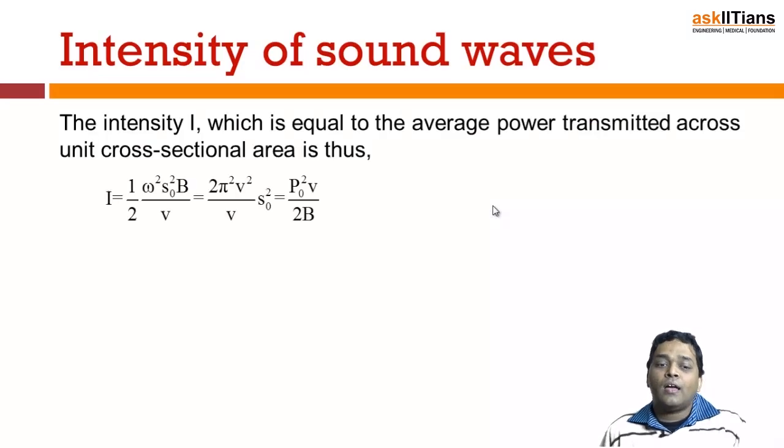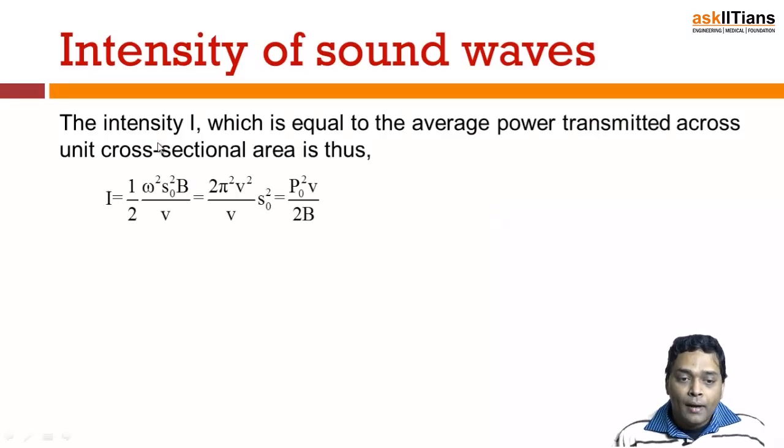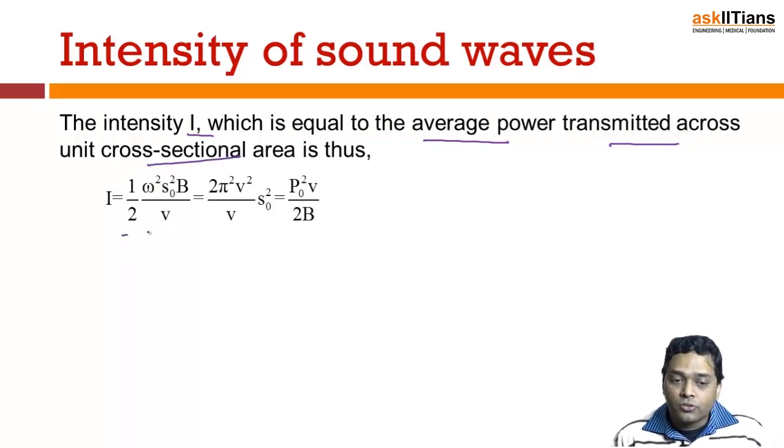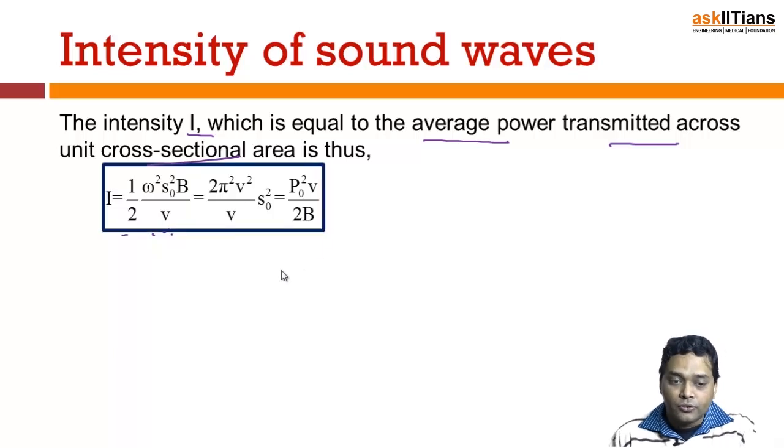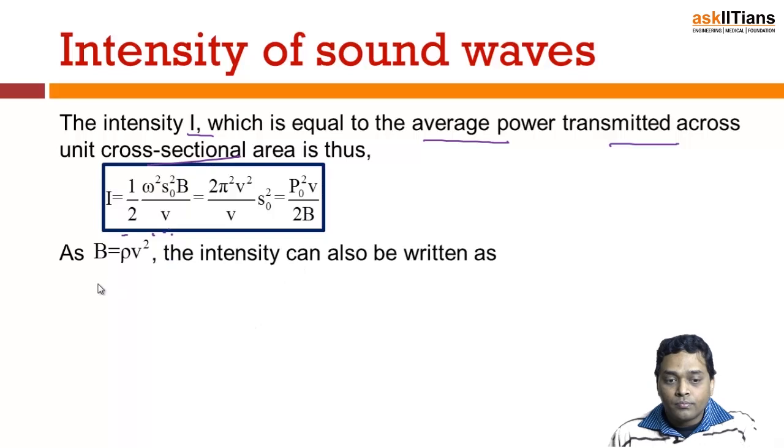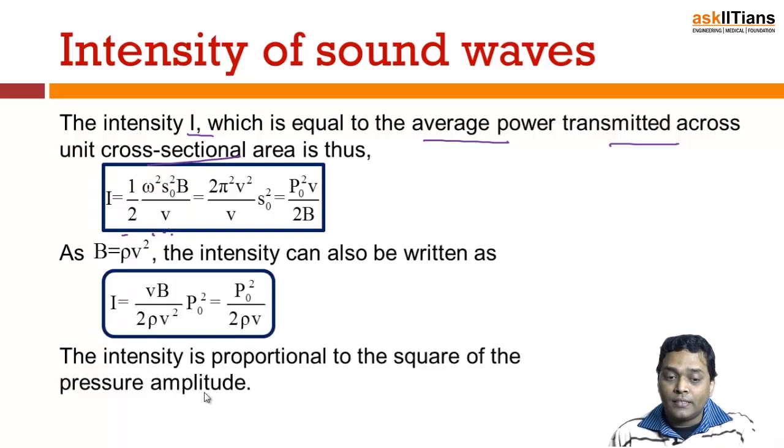Now, to find the intensity I, the intensity I is equal to the average power that is transmitted across unit cross-sectional area. So I is going to be equal to half omega square S naught square, where S naught is the amplitude of the displacement, B is the bulk modulus, V is the velocity. If I combine all of this, this is what we are going to get. Here B is nothing but rho into velocity square. The intensity, we can also write by this particular formula.